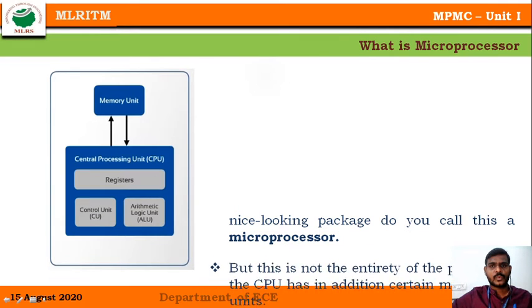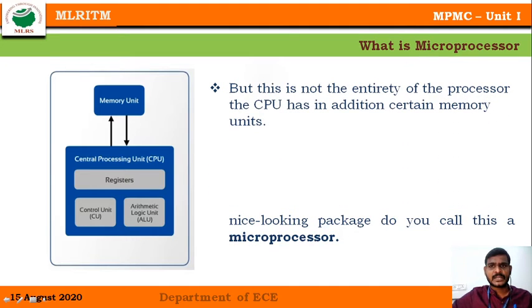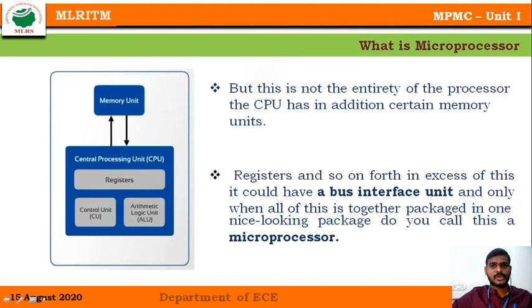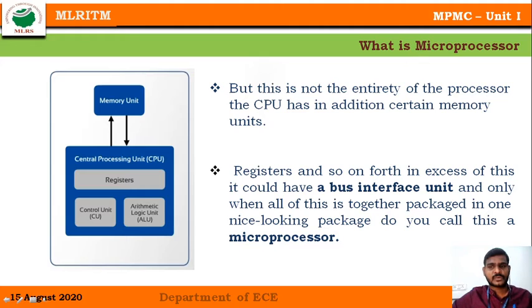In addition to this central processing unit, we have a memory unit also. Besides the registers, it could have a bus interface unit, which is used to transmit data between the arithmetic logic unit or registers and your memory units. All together, this packaged, nice looking unit is called a microprocessor.